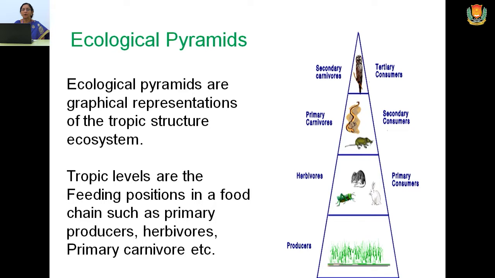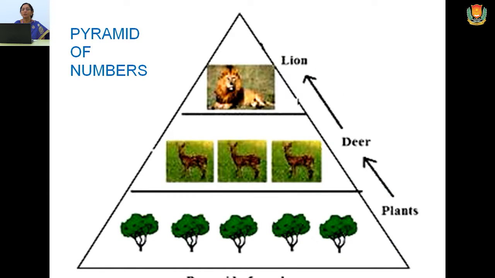So the producer occupies the base of the pyramid, and the consumers, the tertiary consumers, occupy the apex of the pyramid. So you can see in the diagram that as the trophic level increases from producers to the consumers, the number of organisms decreases from base to the top. So that is about the pyramid of numbers, and it will tell you how many organisms are present in each trophic level.